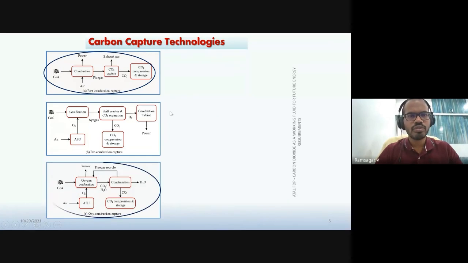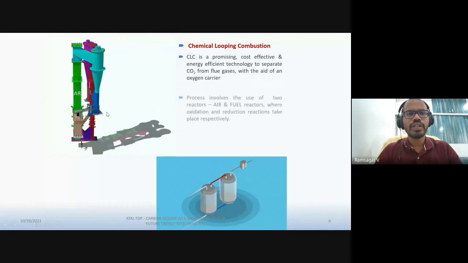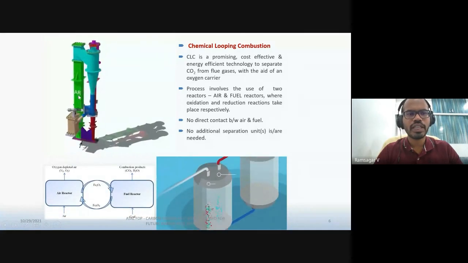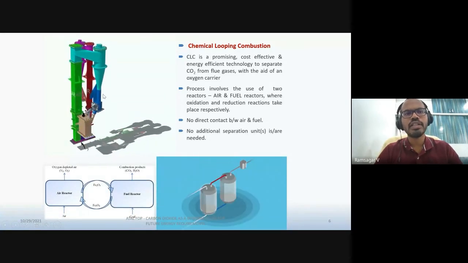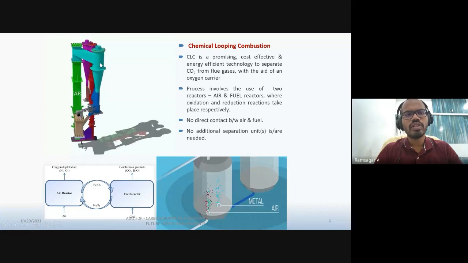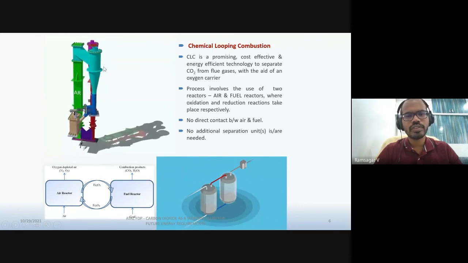But from the combination of these, we know in the literature a new process is derived that we call chemical looping combustion process, where we use two reactors instead of a single combustion reactor, an air reactor and a fuel reactor. You can see these reactors here. We also have cyclones to remove the solid suspended particles from the flue gas or air coming out from this process.